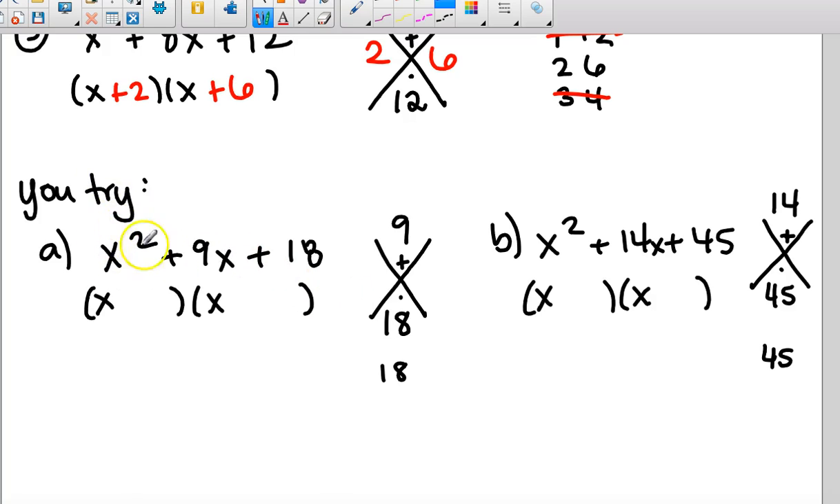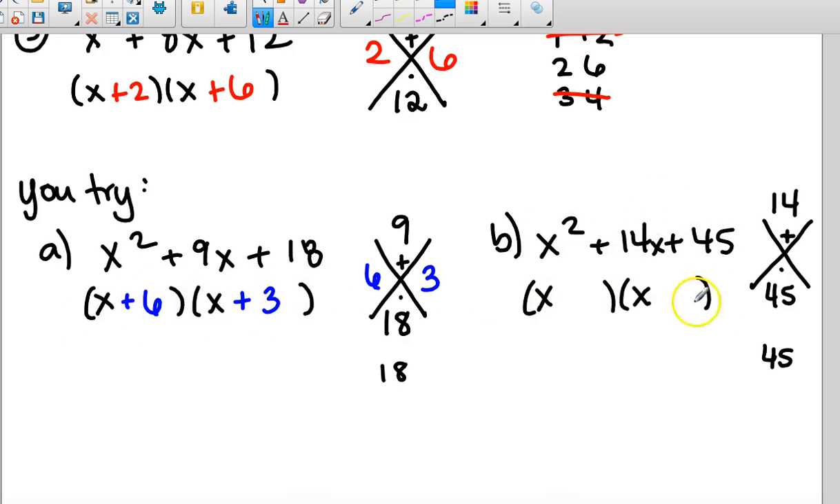But for this first one, the factors of 18 that will get me, when I add them, 9, you should have said 6 times 3, because 6 plus 3 is 9, and 6 times 3 is 18. So again, you can write it with the x plus 6 first, and then times x plus 3, or you can write it in the other order. So if you got that, awesome.